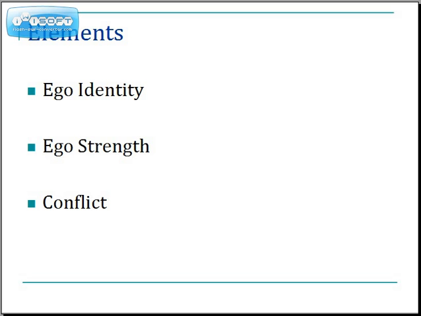Erickson believed everyone at some point or another will go through a conflict in their lives, which causes a turning point in their development. In this time, personal growth is high, but potential for failure is equally as high.